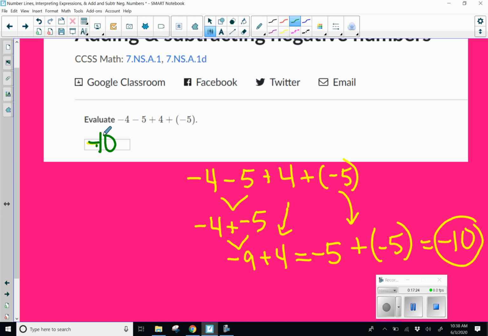Okay, you can also look at the problem, and as you can see, I've got here a negative 4 and a positive 4, which are opposites, which means they would cancel out. And that leaves me with a negative 5 plus a negative 5, which gives us that negative 10.